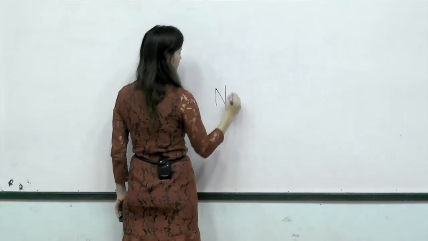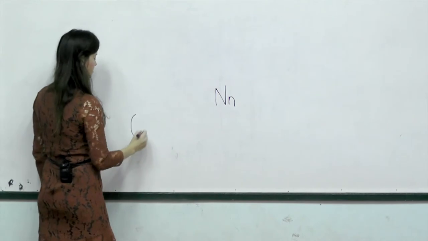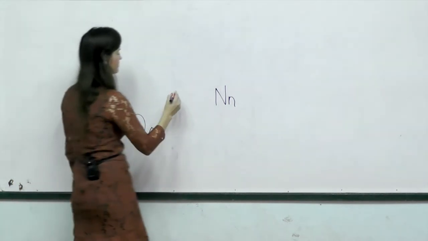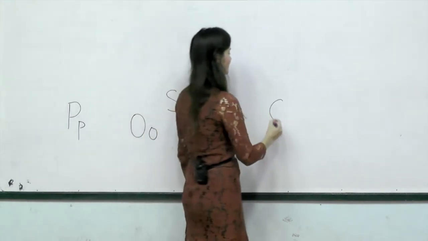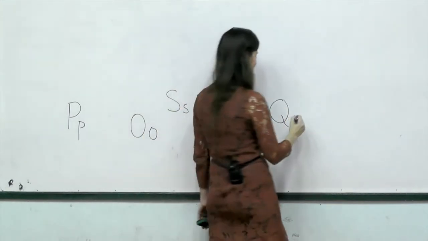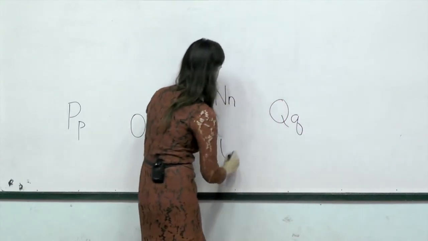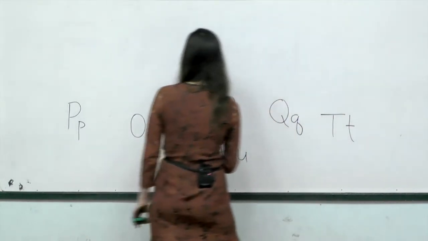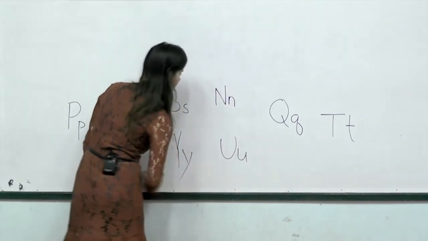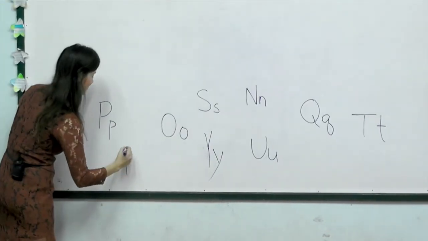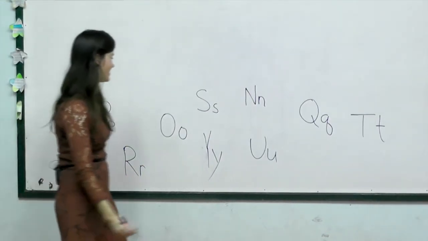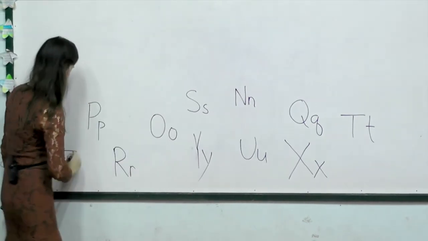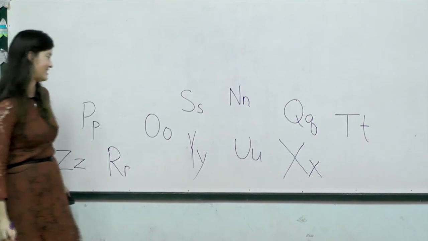What letter is this? N. O. E. L. P. O. Q. Q. I tricked you a little bit. U. That's right. It's an R. Good. X. Z. Z. Great job.